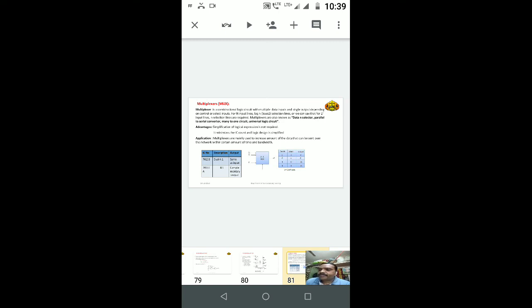It is also called many to one, meaning there are a number of inputs present, but there is only one output, and it depends on the control or select inputs. Suppose there are 8 inputs present and there is only one output. What is the name of this multiplexer? 8:1. Take one example for a multiplexer, it is an 8:1. It is nothing but 8 inputs are present, but only one output comes. So how is it possible? This is possible with the help of the select inputs.